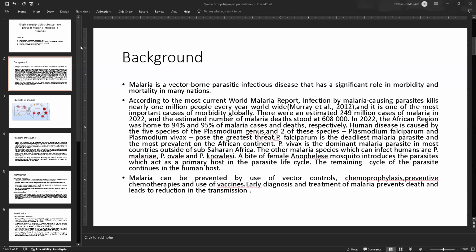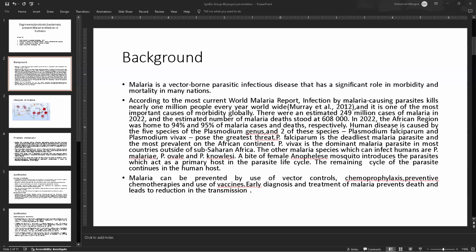Plasmodium falciparum is the deadliest malaria parasite, followed by Plasmodium vivax. According to WHO information that we've gathered, in the year 2022, an estimated number of malaria deaths stood at 608,000 people, with most of these people being affected from the sub-Saharan population and the tropical regions.